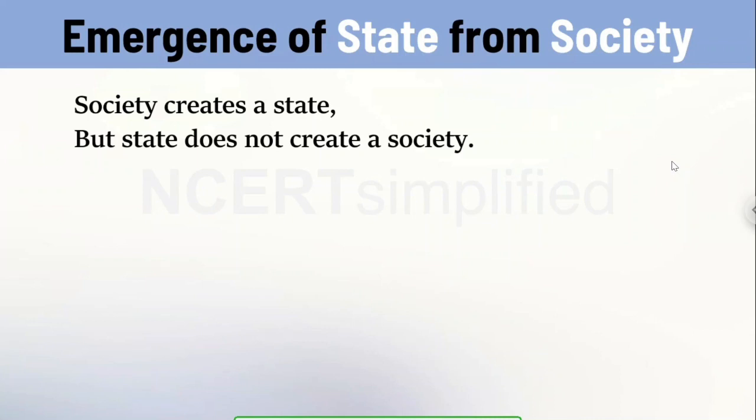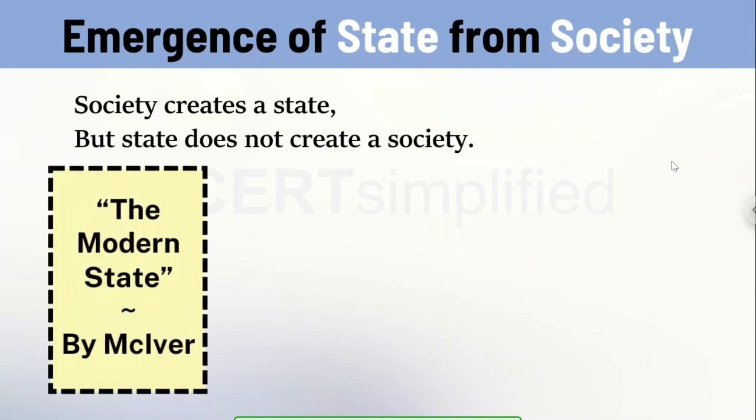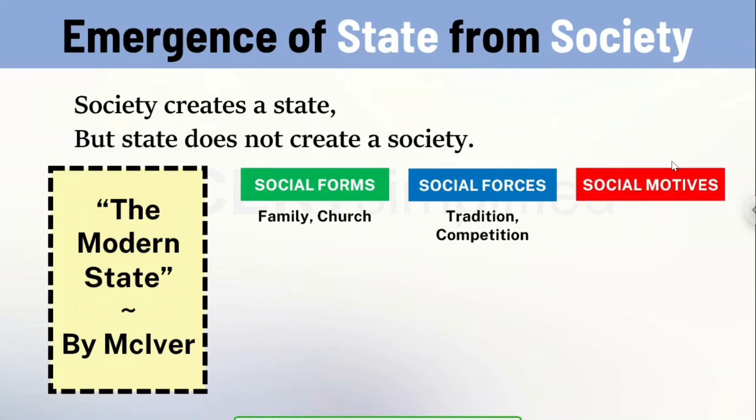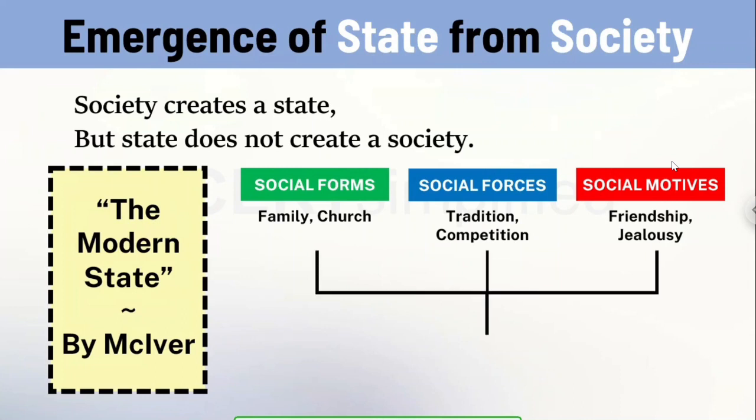To understand this, we'll look into the work of a political thinker and philosopher, MacIver, as he wrote in his book, The Modern State. Elements in society, such as social forms, like the family and church, social forces, or things that can lead to influence or change, like tradition and competition, social motives, like friendship and jealousy, all these parts of society cannot be created by the state. State has no role in creating these elements of society. These elements of society come naturally.